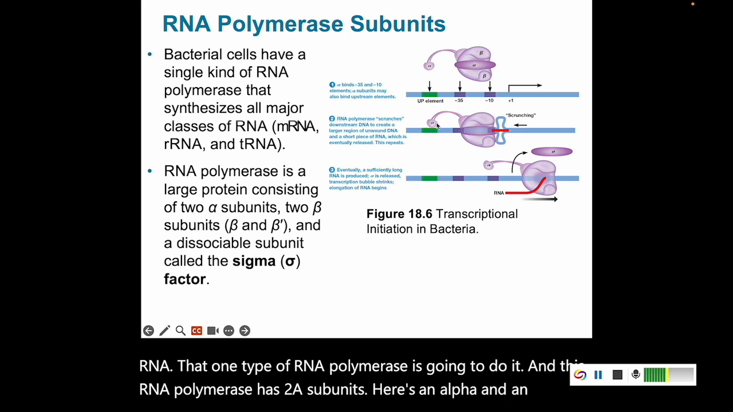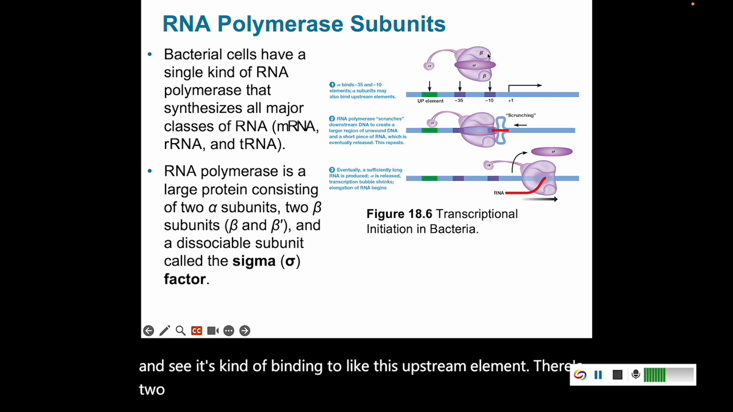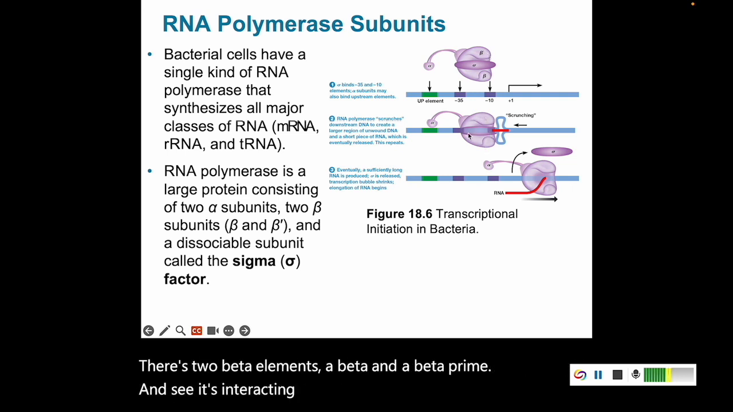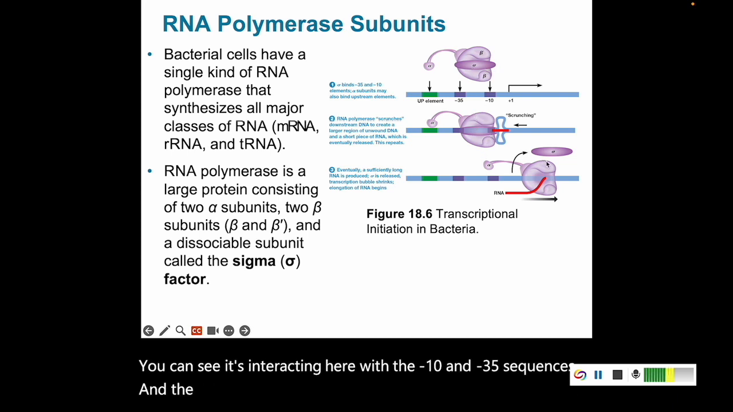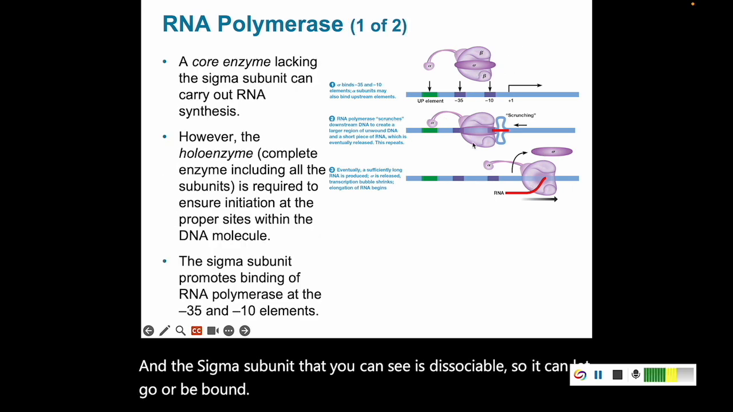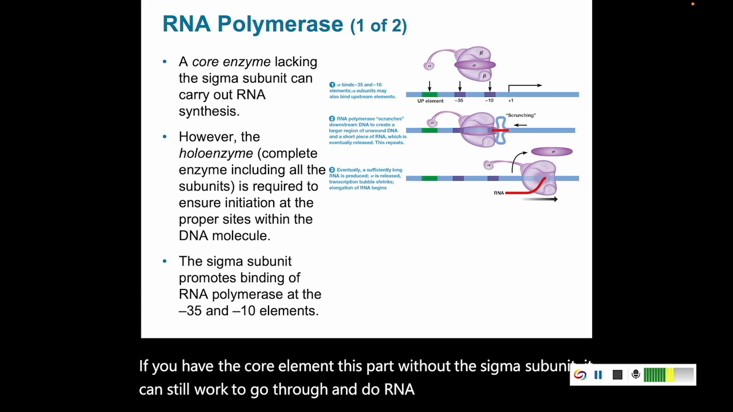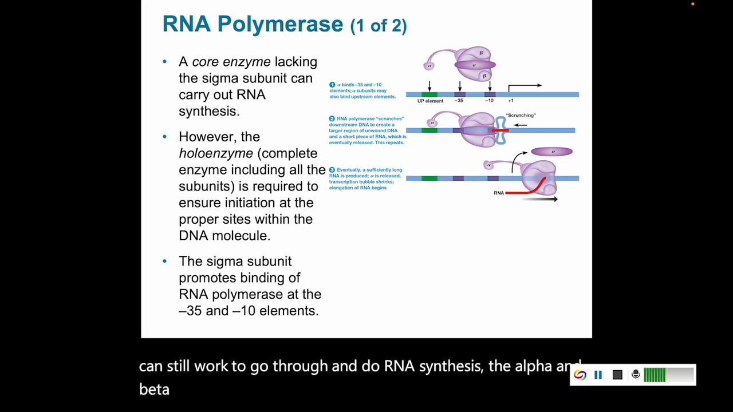You can see it's kind of binding to like this upstream element. There's two beta elements, a beta and a beta prime. You can see it's interacting here with the -10 and -35 sequences. And the sigma subunit that you can see is dissociable, so it can let go or be bound. If you have the core element, this part without the sigma subunit, it can still work to go through and do RNA synthesis. The alpha and beta subunits have all of the necessary components to carry out RNA synthesis.